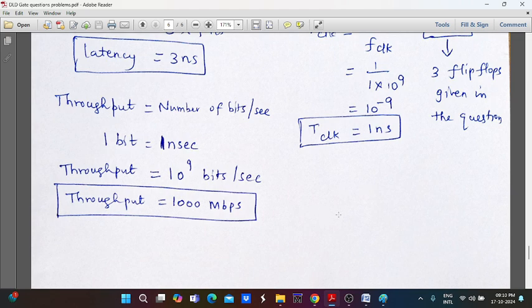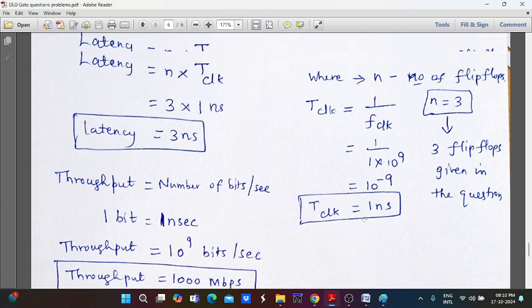So I think everyone understands this concept. So carefully calculate all the values by using these formulas. And if you have any queries, you can put them in the comments.